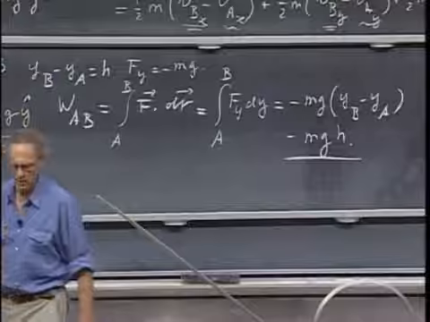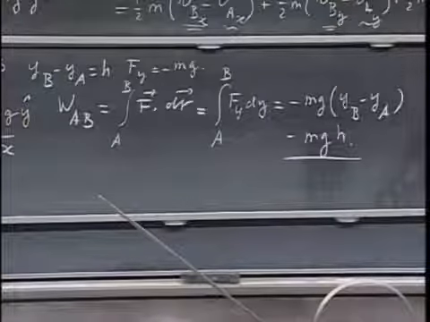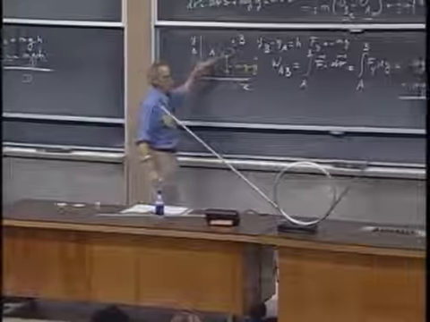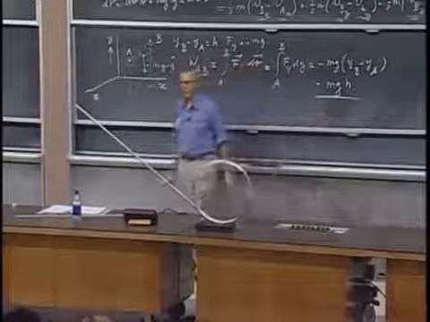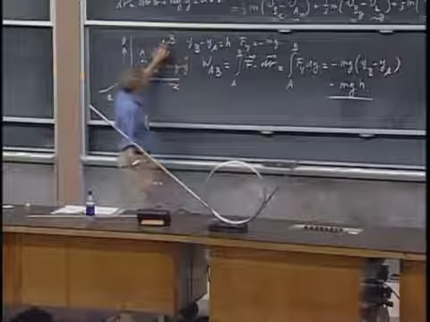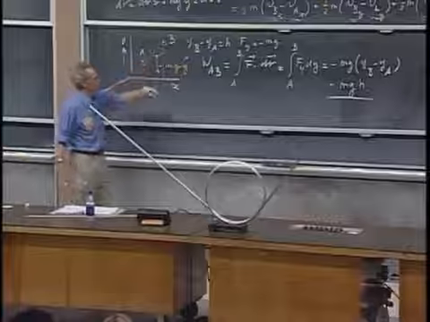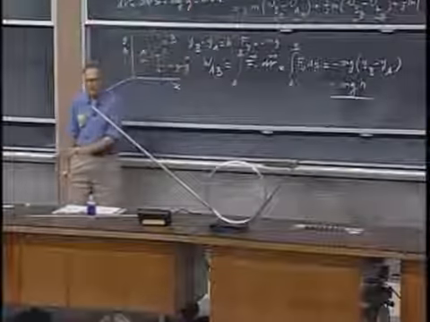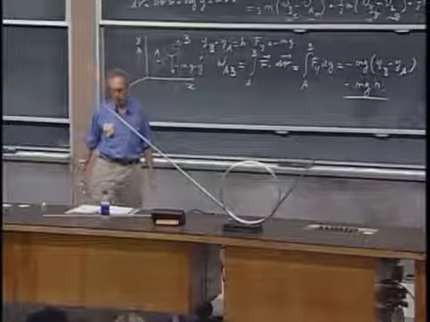And what you see here is that it is completely independent of the path that I have chosen. It doesn't matter how I move. The only thing that matters is the difference in height between point A and point B. H could be larger than 0 if B is above A. It could be smaller than 0 if B is below A. It could be equal to 0 if B has the same height as A.